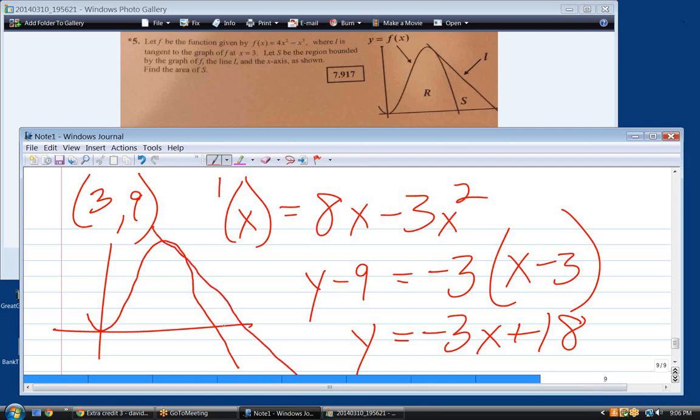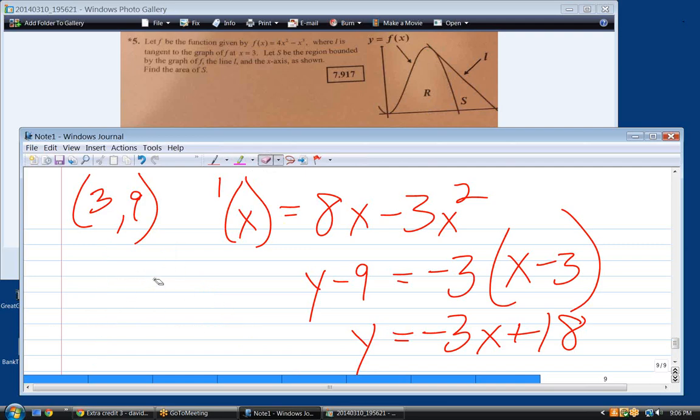So if we integrate with vertical rectangles, we're fine here. The only problem is here, it's going to take this function minus this function, so it's going to include the area down under here. So we do need to do this in pieces.